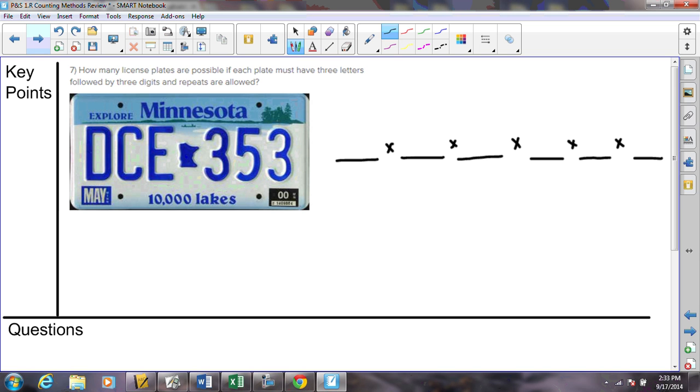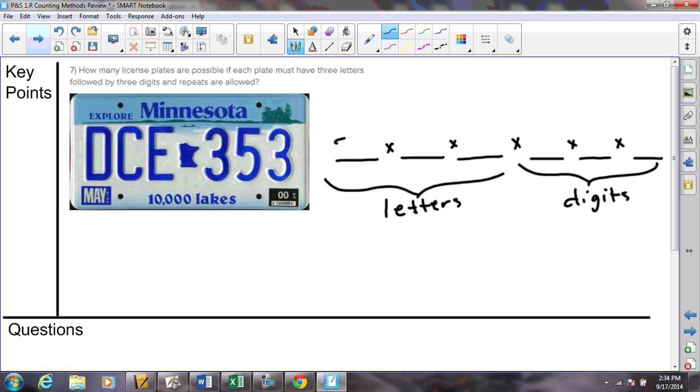How many letters are available for each spot? Yeah, there are 26 letters in the alphabet, so we can have 26, 26, 26, because we are allowed to repeat letters. For the digits, we have 0 through 9. That's 10 digits, so they can be repeated. Multiply that out, we have our answer.